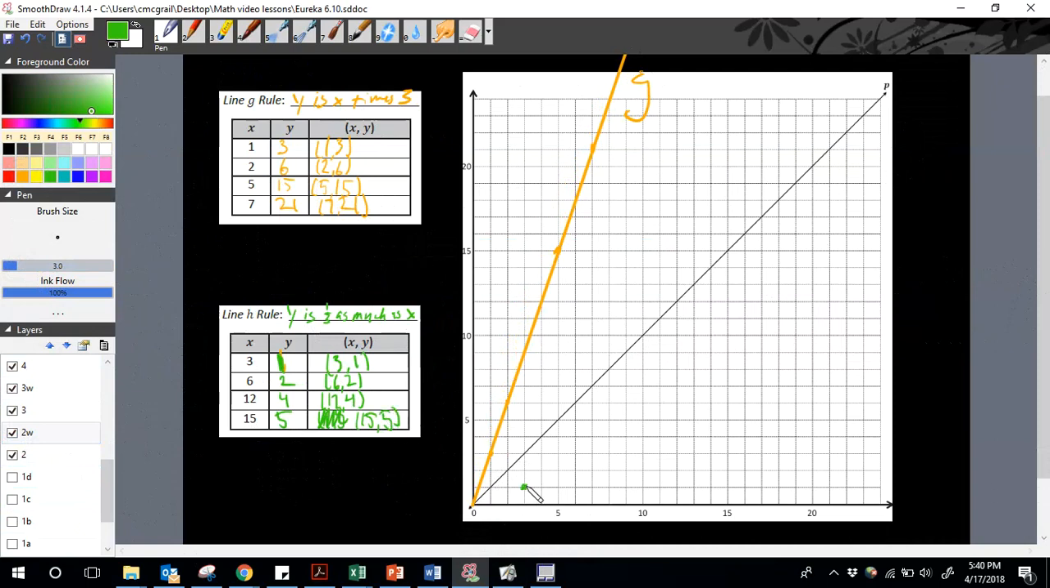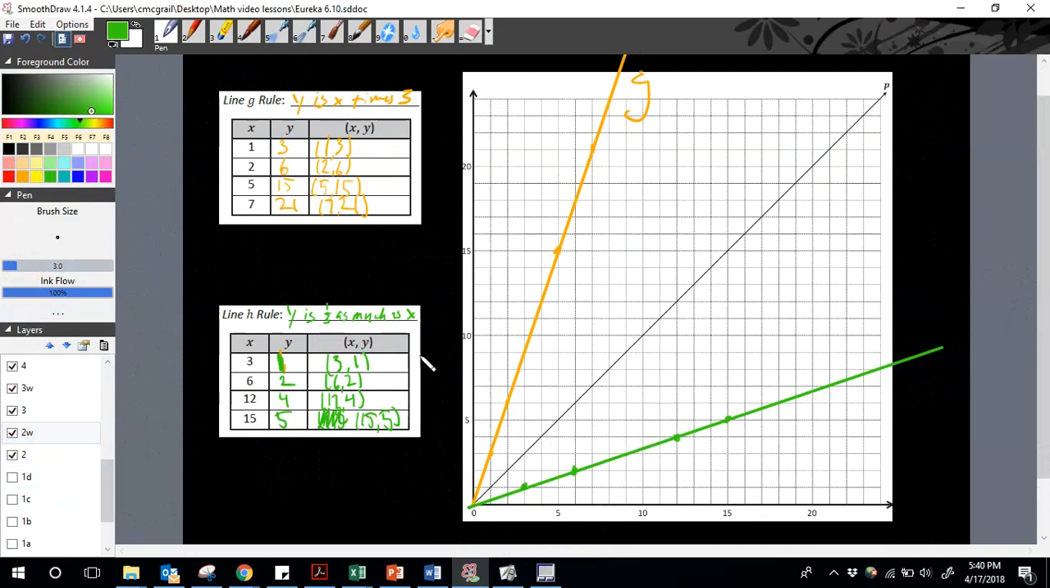Let's go ahead and plot those now: 3, 1, 6, 2, 12, 4, and 15, 5. And let's go ahead and plot that, and there it is. So what do you notice about our multiplication lines, and how do they connect to the y equals x line?